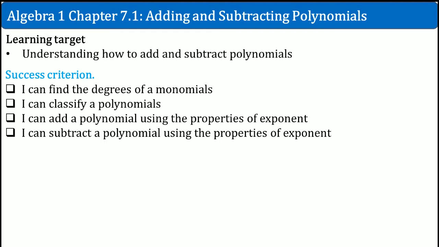The 4 success criteria are: 1. I can find the degrees of a monomial. 2. I can classify a polynomial. 3. I can add a polynomial using the properties of exponents. And 4. I can subtract a polynomial using the properties of exponents.